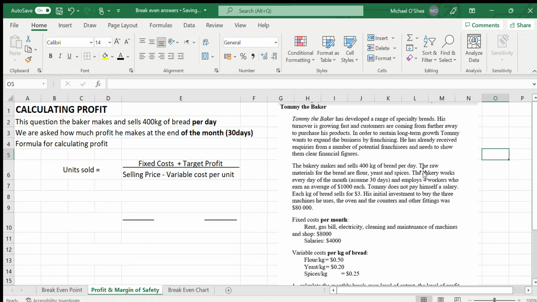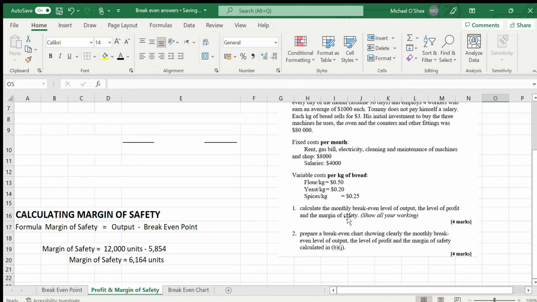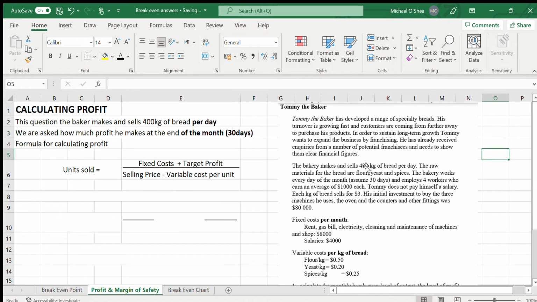Their raw materials, whatever. The baker works every day of the month, and you have to assume there's 30 days in the month. We're asked to calculate the monthly break even and level of profit. And so for the entire month, he's producing 400 kg per day. He does this straight for 30 days. So therefore, per month, he's 400 kg every one of these 30 days. And so I have to multiply 1 day's production by 30.